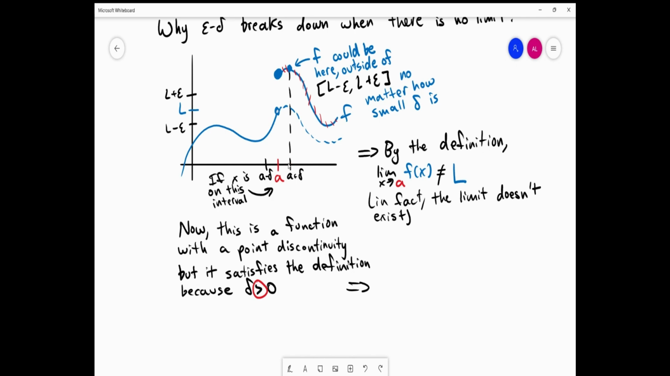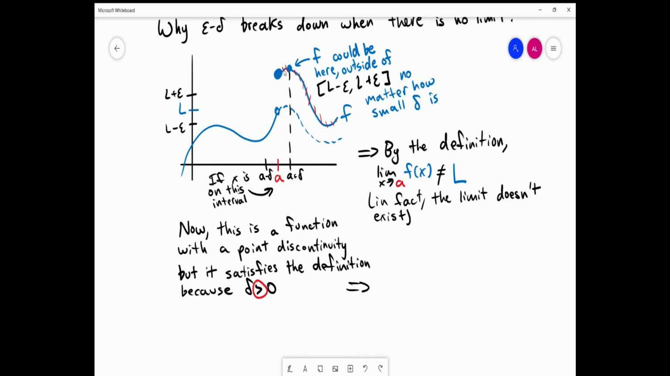What does this mean, and why does this apply? Well, notice that no matter how small or large epsilon is, there will always be a delta, right, for which any value other than a will be in this range. We don't actually care what happens at the value a.